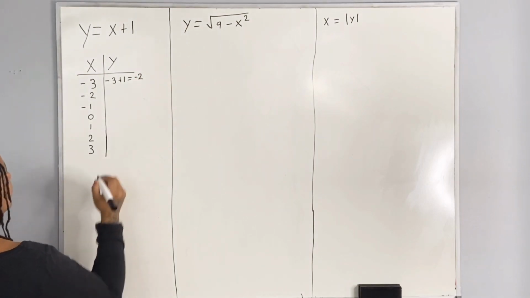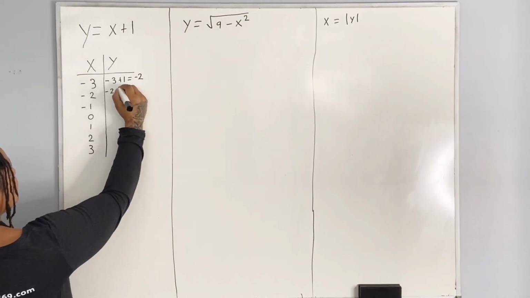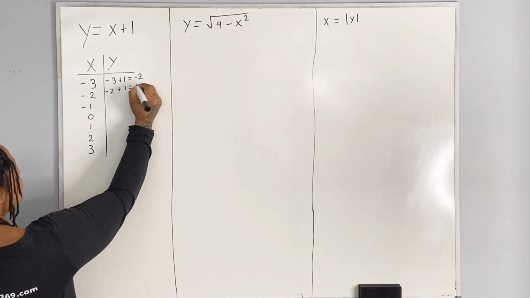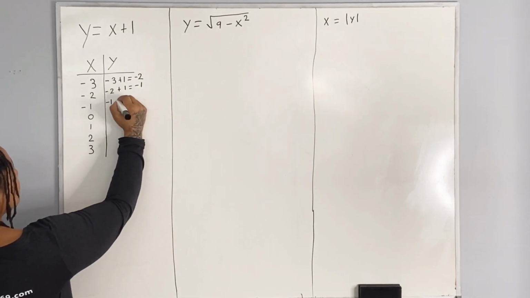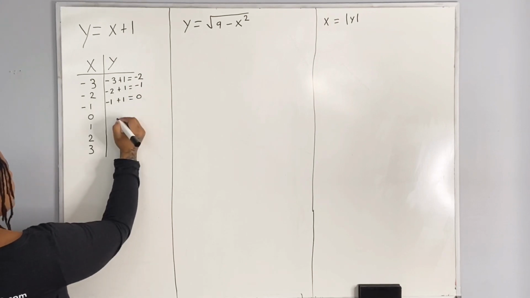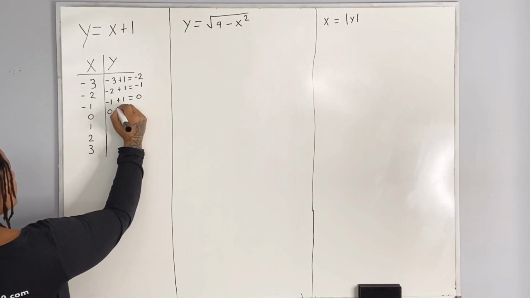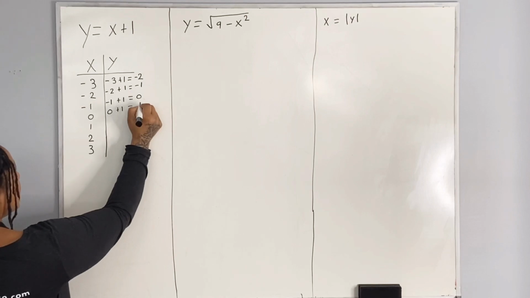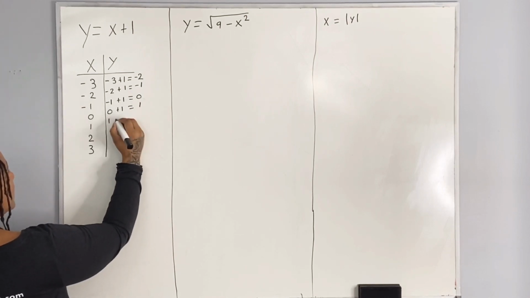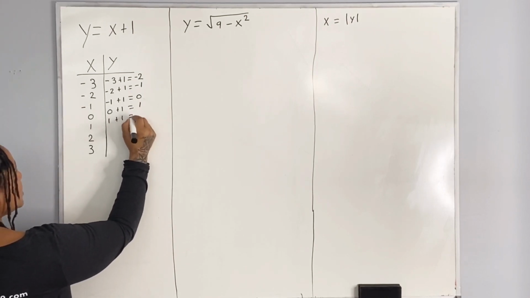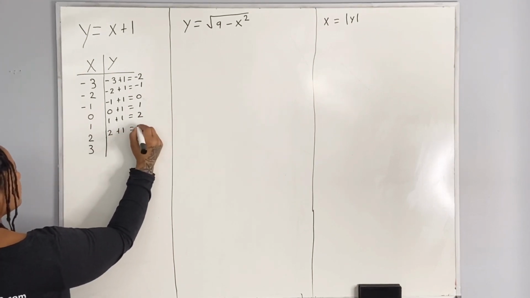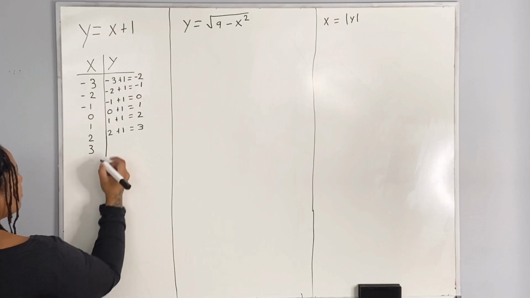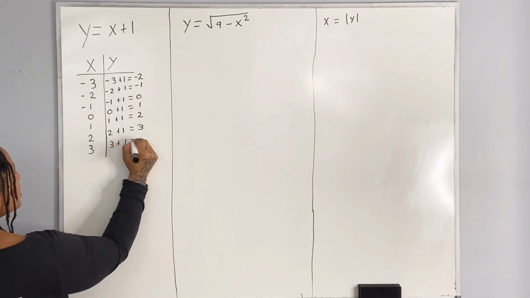If I plug in -2, we get -2 plus 1, which is equal to -1. And if I plug in -1, we get -1 plus 1, which is equal to 0. If we plug in 0, we get 0 plus 1, which is equal to 1. If we plug in 1, we get 1 plus 1, which is equal to 2. If we plug in 2, we get 2 plus 1, which is equal to 3. And if we plug in 3, we get 3 plus 1, which is equal to 4.